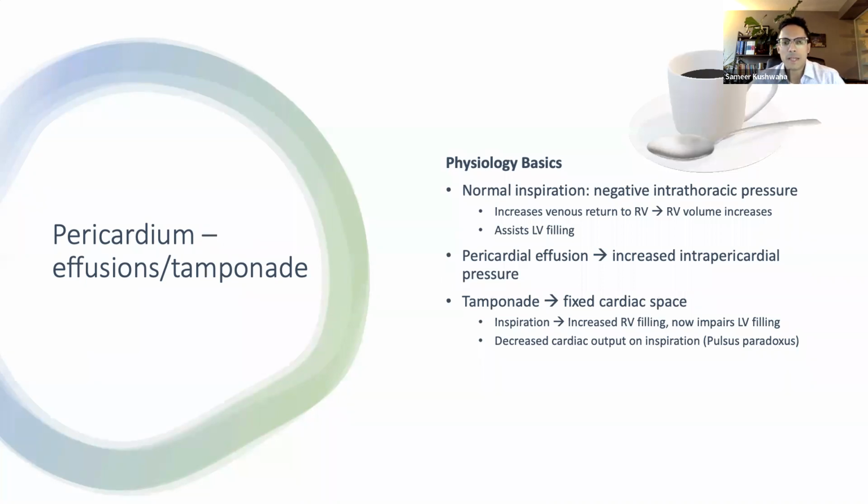So I'll just briefly touch on some of the physiology basics behind tamponade because it's relevant to the echo findings that we see. So in normal inspiration, we generate a negative intrathoracic pressure, and in doing so, we increase venous return to the right ventricle. This causes the right ventricular volume to increase, and for the left side, it also acts to assist left ventricular filling by essentially using the chest wall to help open up the left ventricle and improving that transmural pressure gradient.